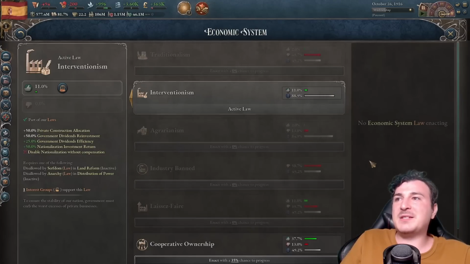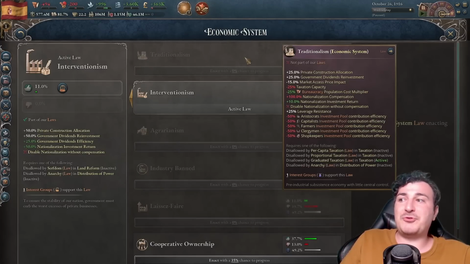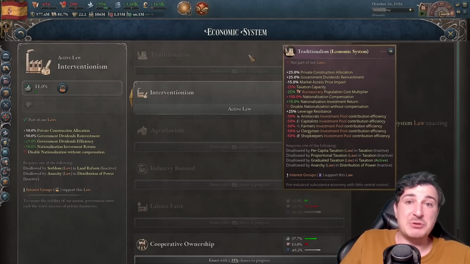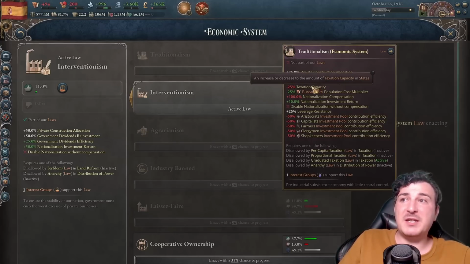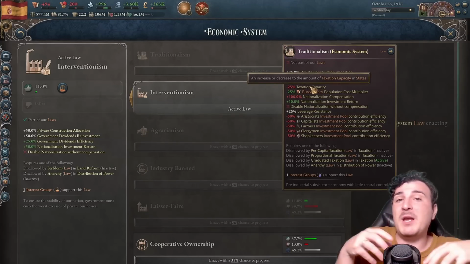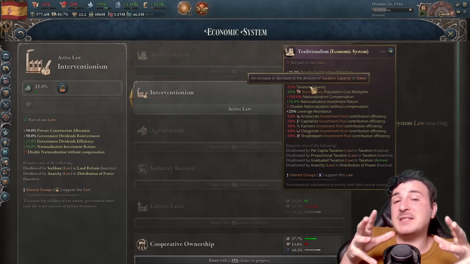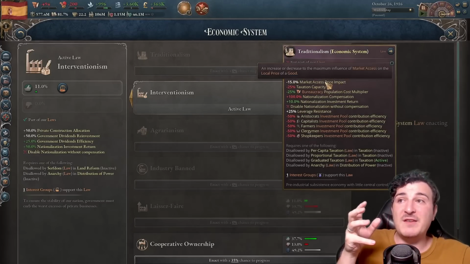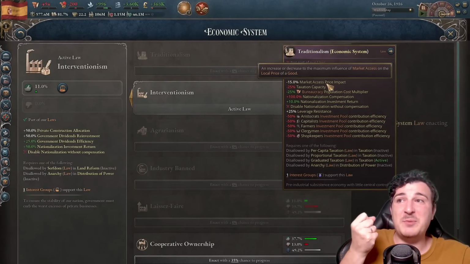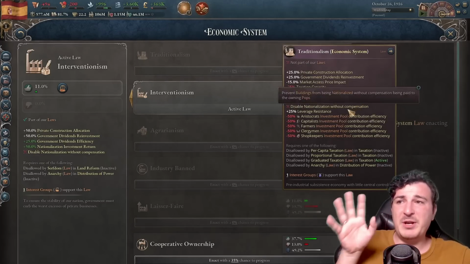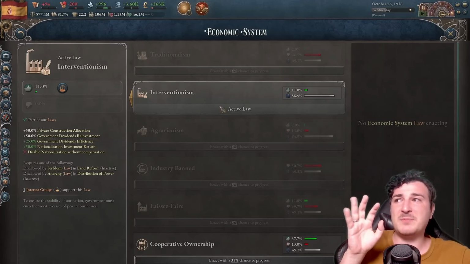When it comes to your economic system, a lot of nations start with traditionalism, which is really the actual worst. It offers so many debuffs. You really want to get rid of this as soon as possible. It absolutely cripples your country. Not only does it give taxation capacity minus 25%, meaning you collect 25% less taxes from your population, but it also gives market access price impact minus 15% and a lot of other debuffs. Pretty self-explanatory. Get rid of traditionalism.